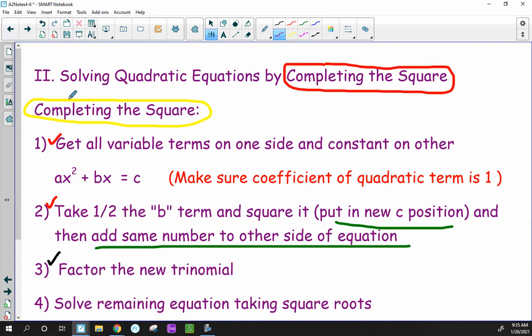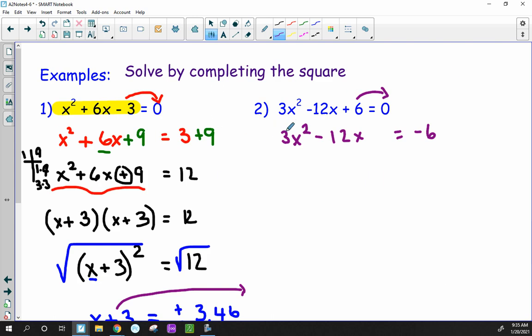Okay, after I get all the variable terms on one side and the constant on the other, I have to make sure the coefficient of the quadratic term is 1. Well, unfortunately in this problem, it's not. And so over here, I kind of skipped that and kept going. But when it's something other than 1, this is what you'll need to do in your practice set. Whatever that number is, you're going to have to factor it out. That's a GCF. Pull it out from those terms.